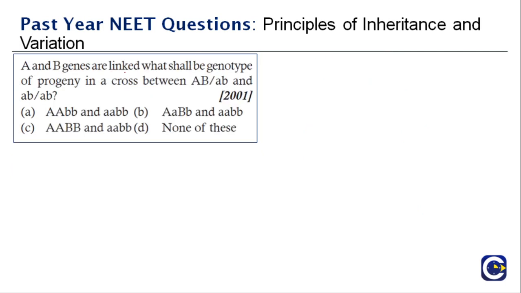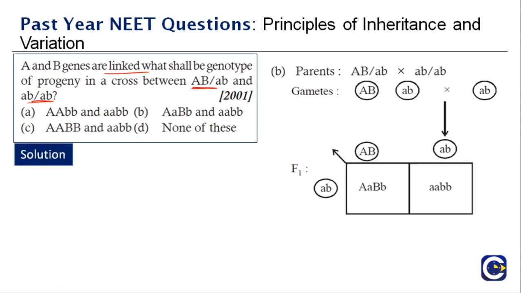A and B genes are linked. What shall be the genotype of progeny in a cross between this and this? And I've discussed this a lot of times, in the previous parts also, that whenever such kinds of question arise, you should definitely write it down. So these are the parents they are asking for. These are the 3 gametes that will be formed, and then you do the cross and you see that this is the F1 generation. So what is the answer? The answer is B. Okay, so if you just write it down, it will not take you a lot of time and you will always have 100% correct answer. So the answer is B.